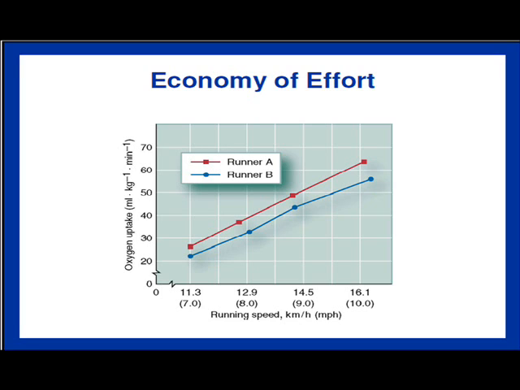Okay? So in this case, who is the more economical runner? Runner A or runner B? At any given speed. Runner B. Right? And that's what you'd expect to see. Okay, those are the key points.